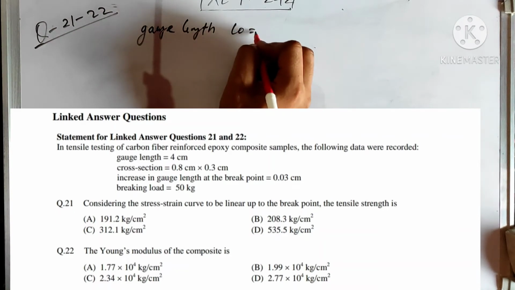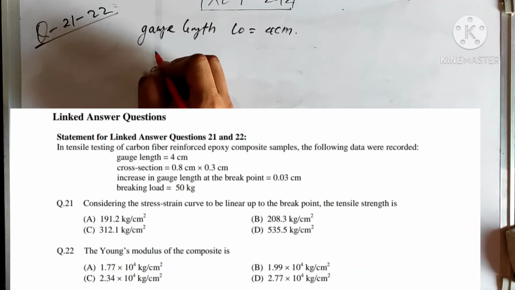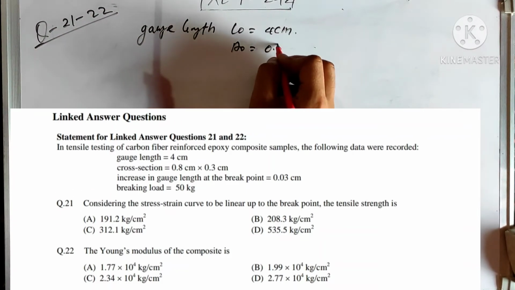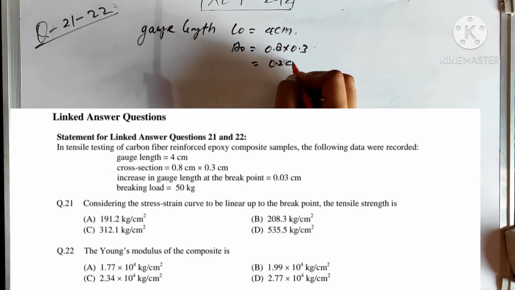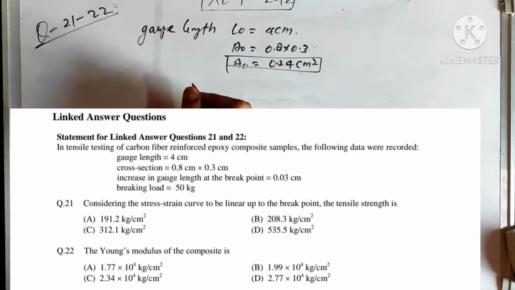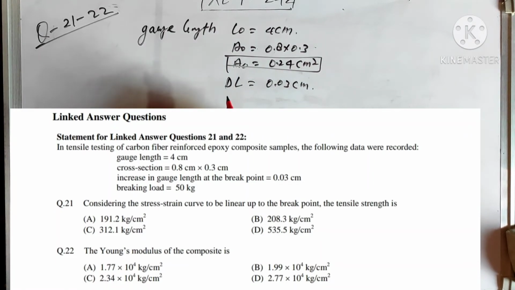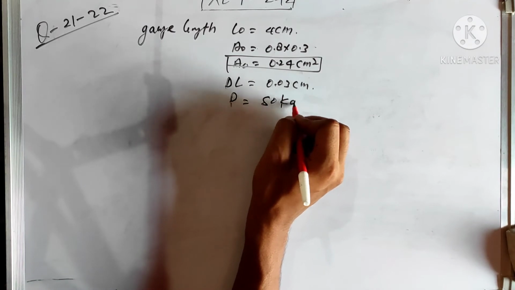Gauge length of the polymer composite: given that the gauge length of the polymer composite L0 is equal to 4 centimeter, and the cross sectional area of the polymer composite A0 is equal to 0.8 into 0.3, which is equal to 0.24 centimeter square. And the change in the length at the breaking point, delta L, is equal to 0.3 centimeter. And the breaking load, the load applied at the breaking point, P is equal to 50 kg.